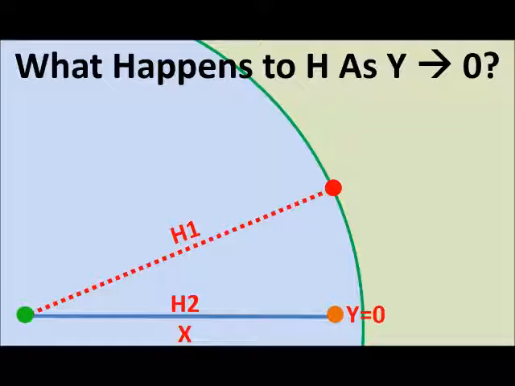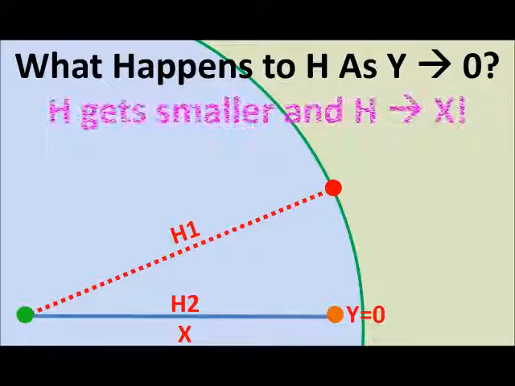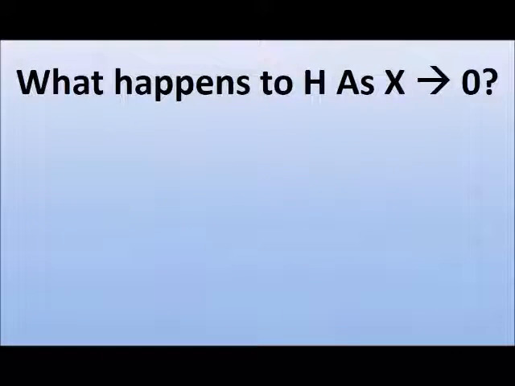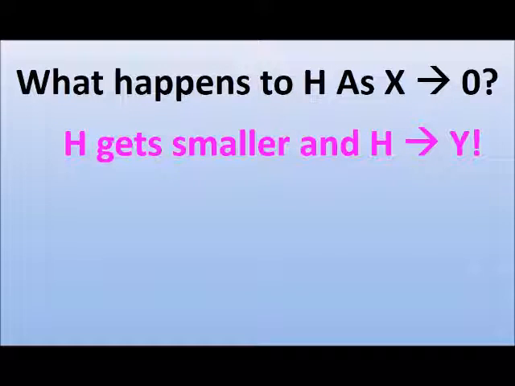So, as y goes to 0, h gets smaller and heads towards a length of x. This means that our original h must always be longer than x, and that we can use x as a lower limit for h. Hopefully, you can now feel this in your gut. I'll leave it to you to picture the last example where x goes to 0 instead. Hopefully, you can see that h gets smaller and approaches a length of y. Therefore, y can also be used as a lower limit for h.